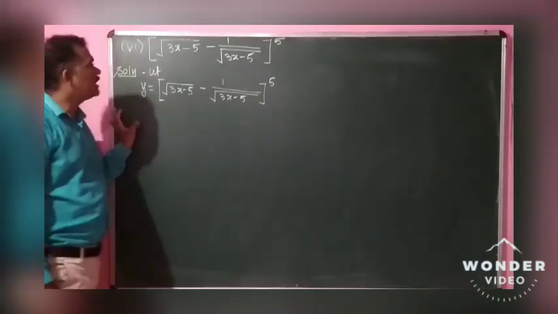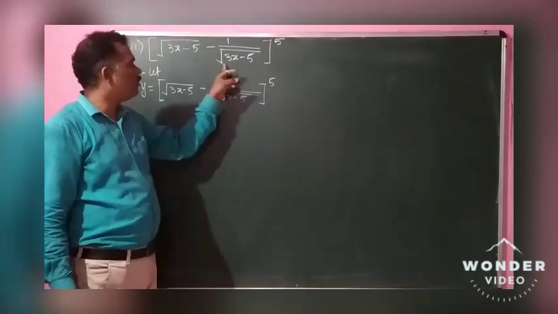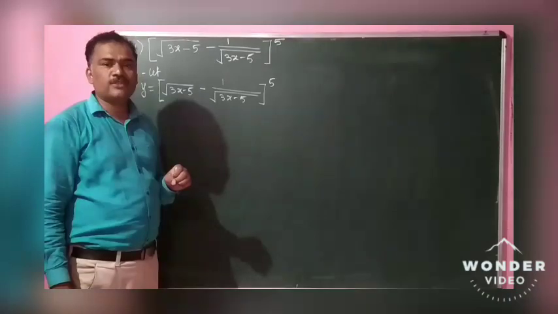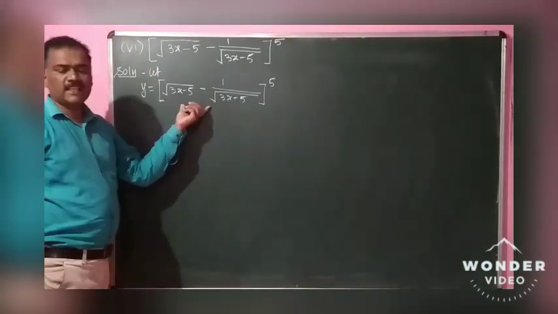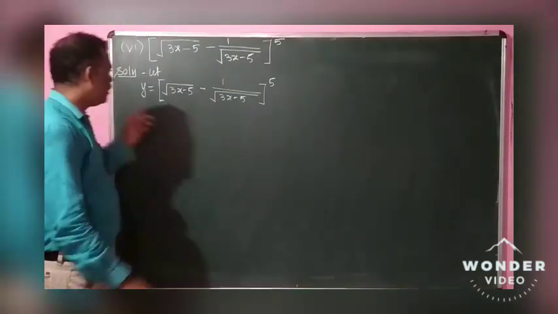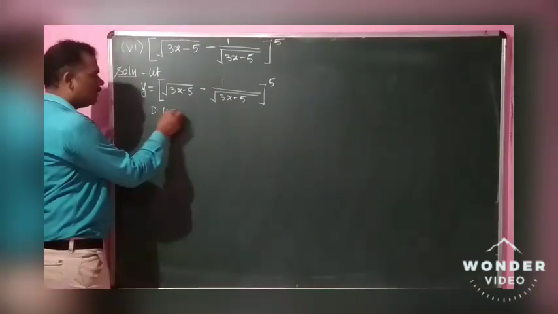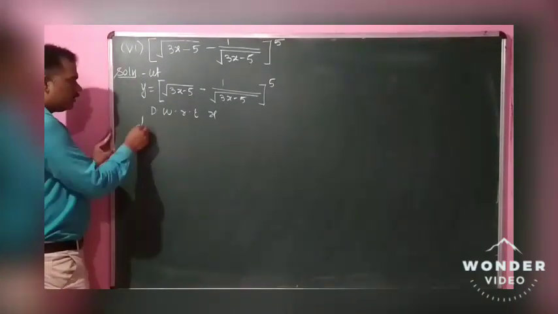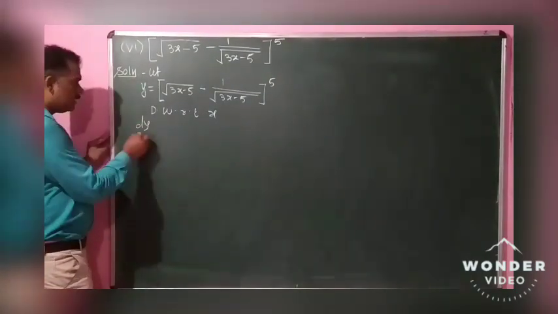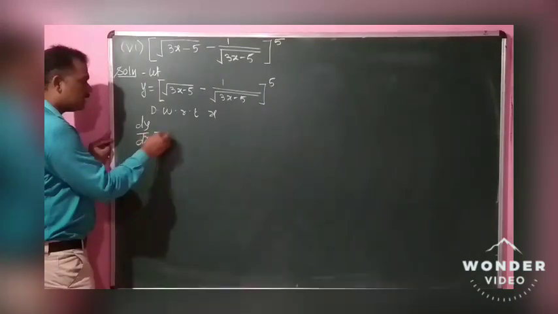Problem: differentiate (square root of 3x minus 5 minus 1 upon square root of 3x minus 5) raised to 5. Solution: let y be equal to this expression, we can write it as it is. Now we have to differentiate with respect to x, that is dy by dx.